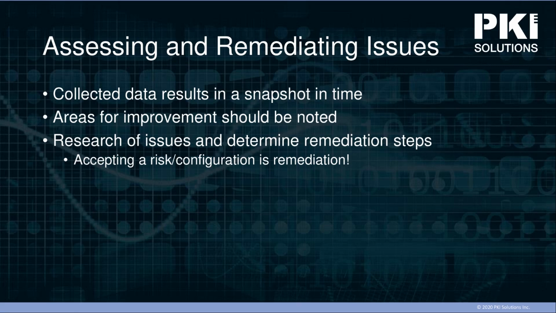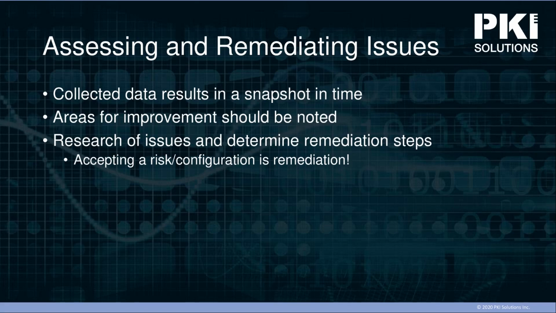So we're going to grab the data. It's a snapshot of what our PKI looks like right now. We should take that and figure out where are areas for improvement. You can certainly pat yourself on the back for the things that you did right. So I'm not saying it all has to be negative, but figure out how can you improve? What are the areas that you're uncertain about? What can we do to head off problems? And then research how do you remediate those issues?